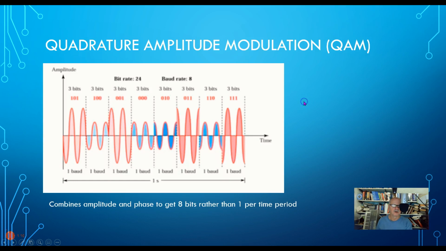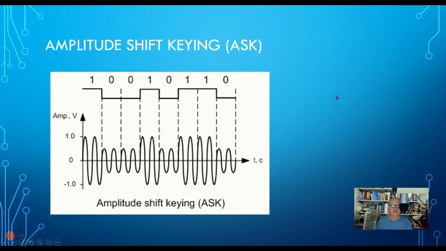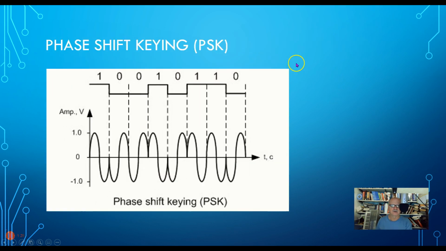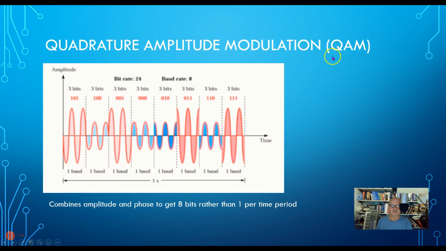There is one more called quadrature amplitude modulation, sometimes called QAM. By the way, you may have noticed here ASK, FSK, PSK. So this is QAM. QAM stands for quadrature amplitude modulation. This is a combination of both amplitude and phase.